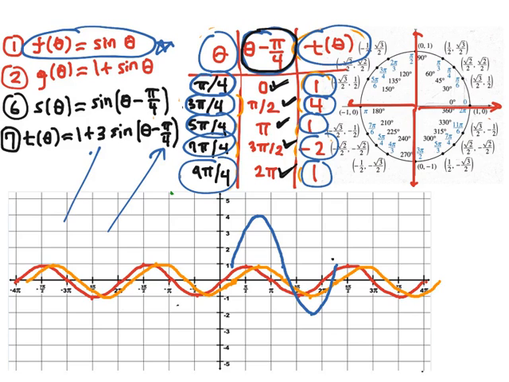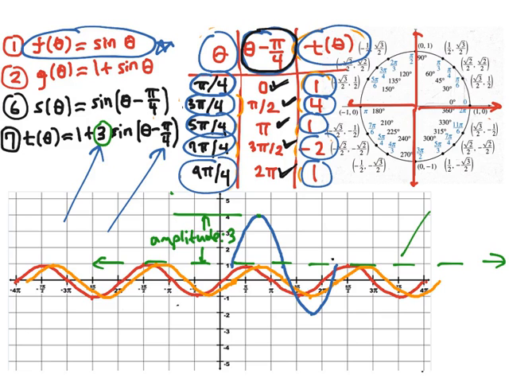And because of this parameter being 3, the amplitude of the parent function was 1, and the amplitude of our function for number 7 is 3. And again, the amplitude is the distance from what we call the midline axis, which is halfway between the high and the low points, and either a high point or a low point. So this is the amplitude. The amplitude is 3.